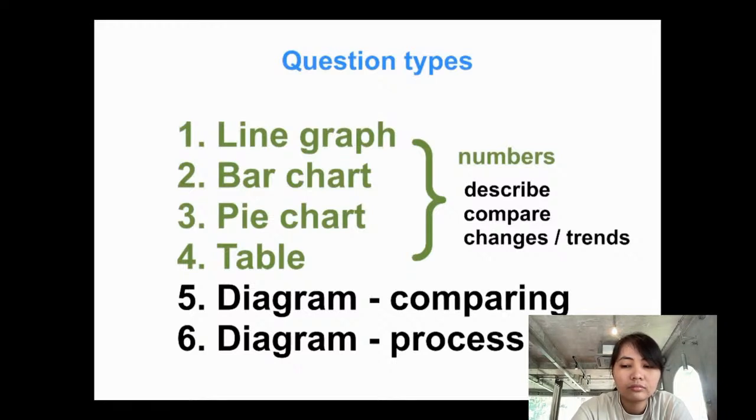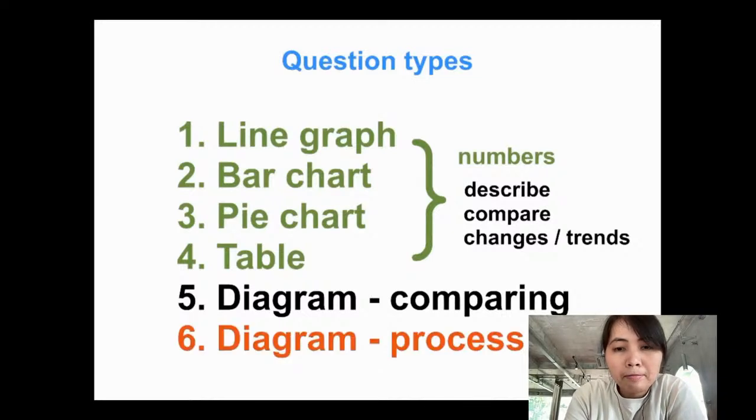In fact, number 5, the diagram, you're using very similar language, describing and comparing things on a diagram. Of course, there are no numbers, but the comparing language is going to be very similar. The only one that has different language where you need to use something different is the process diagram. And we'll talk about that in a lesson dedicated to the process diagram questions later in this course. But in terms of language, just remember that it's fairly simple. We've got 4 types that are all the same, just showing numbers, and there's only this one type where we need to look at some slightly different language items or structures.